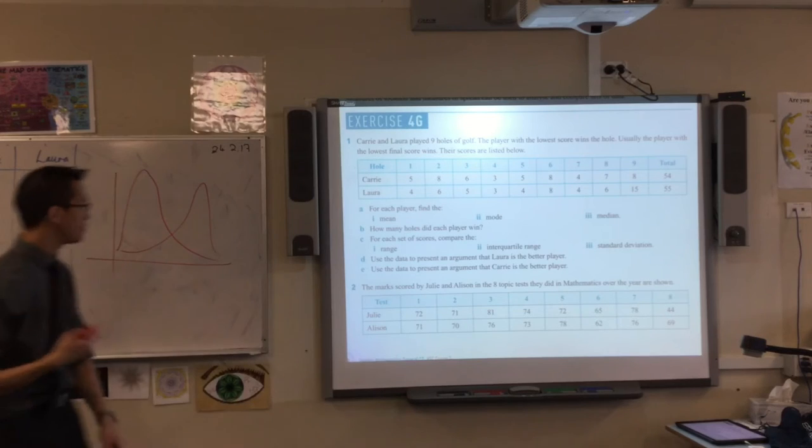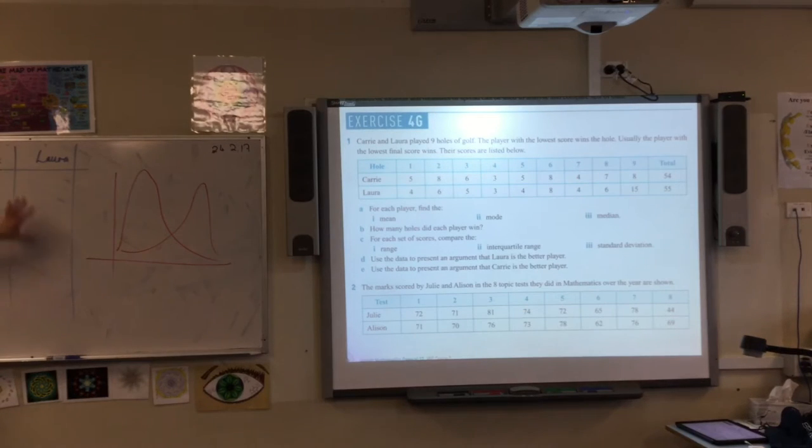So what I've done to be able to compare them nice and easily is we've been asked to work out 6 things for each of these players. You can see them there. There's the mean, mode, median, range, interquartile range, and standard deviation. You can write SD if you prefer, but this is what most people's calculators say, so that's why I've written it. We already identified, I think, the mode for each of them. I think it was 8 and 4.